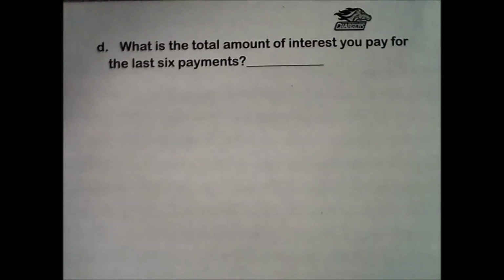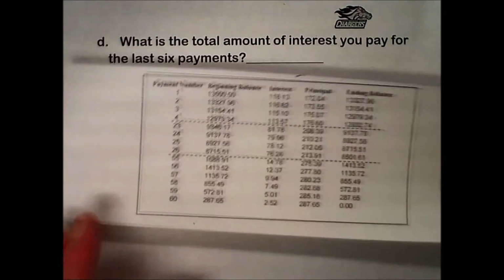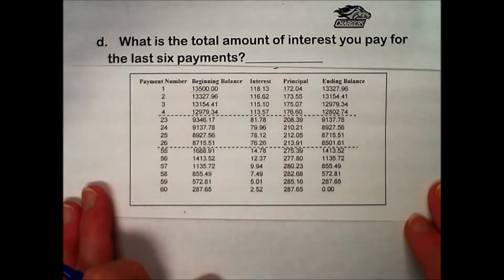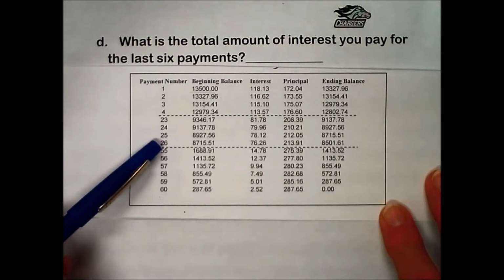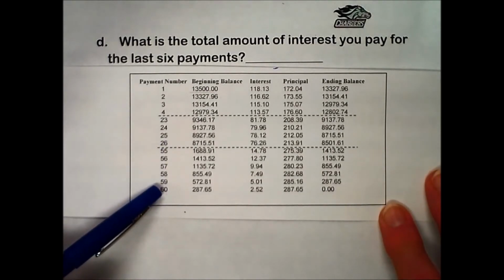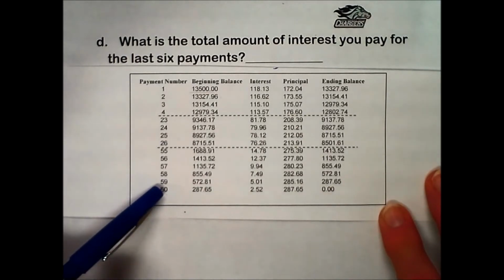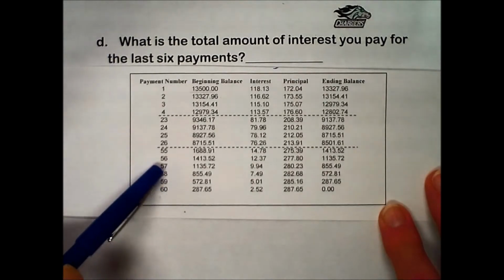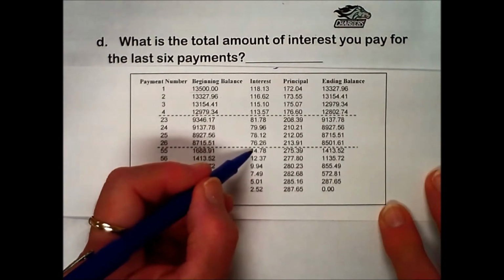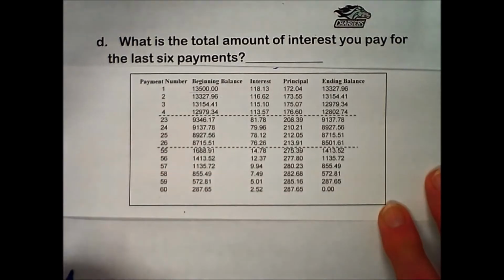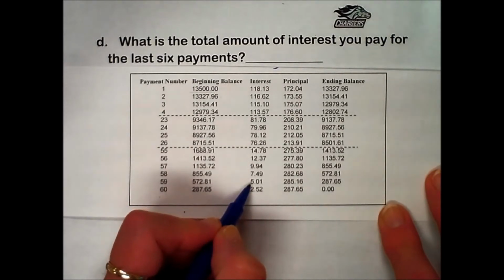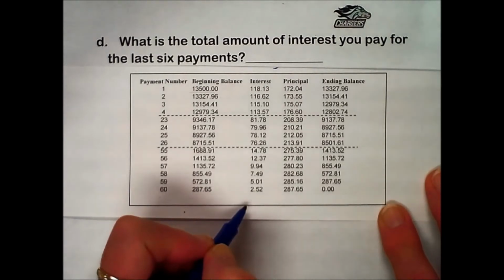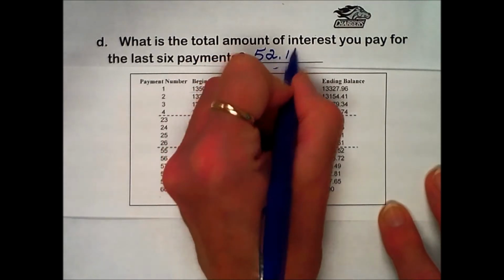The last part of the problem asks us, what is the total amount of interest you pay for the last 6 payments? This one, we really only have the one option. There's a break in the table that's showing us the last 6 payments here. It's a 5-year loan. 5 times 12 would be 60, so here's the last payment and the previous ones to that. So to answer the question, we'll add up those 6 values. We're going to add up $1,478 plus $1,237 plus $994 plus $749 plus $5.01, and finally $2.52 for a total of $52.11.